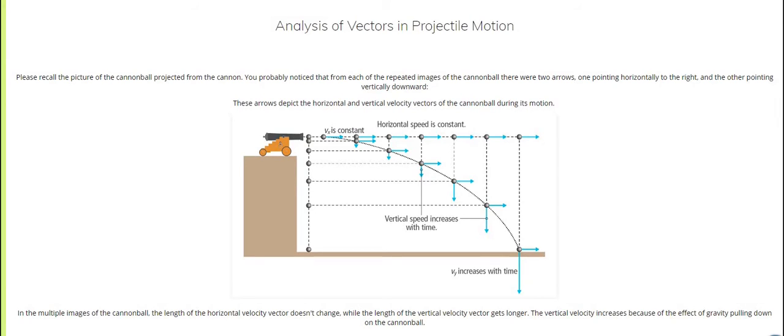This is the assignment Analysis of Vectors in Projectile Motion. Perhaps you recall this picture from your textbook. It's a picture of a cannonball being fired from a cannon, fired horizontally, but after it leaves the cannon, the ball begins dropping.